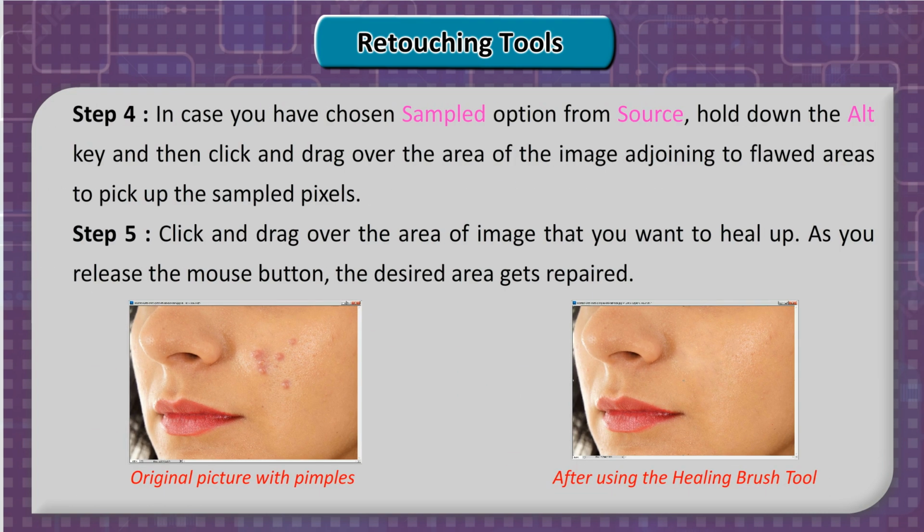Step 4. In case you have chosen sampled option from source, hold down the Alt key and then click and drag over the area of the image adjoining to flawed areas to pick up the sampled pixels. Step 5. Click and drag over the area of image that you want to heal up. As you release the mouse button, the desired area gets repaired. Original picture with pimples. After using the healing brush tool.